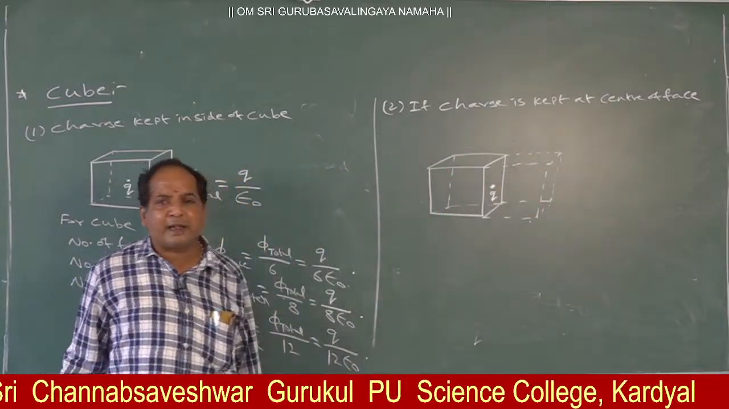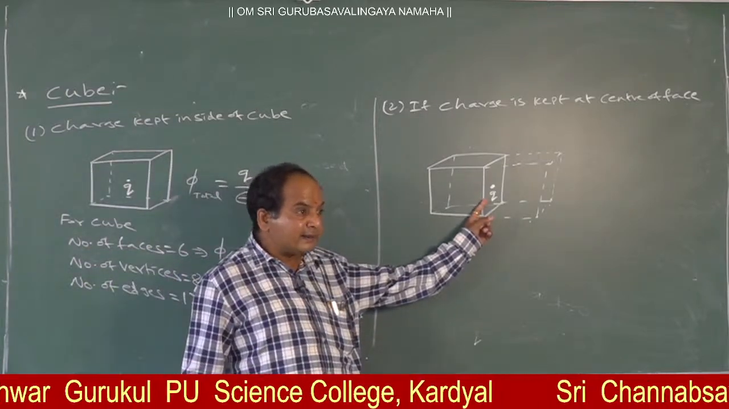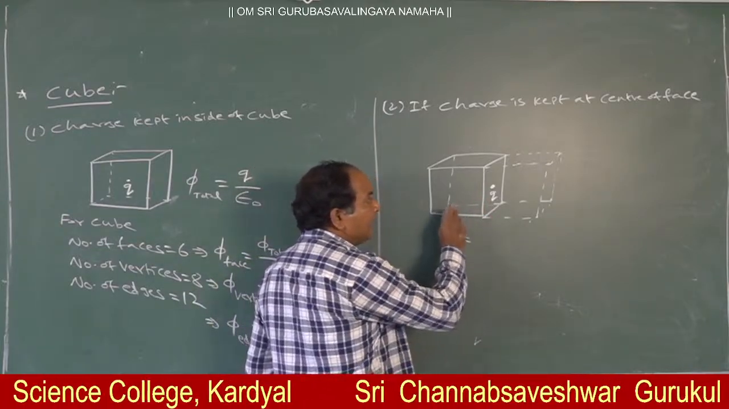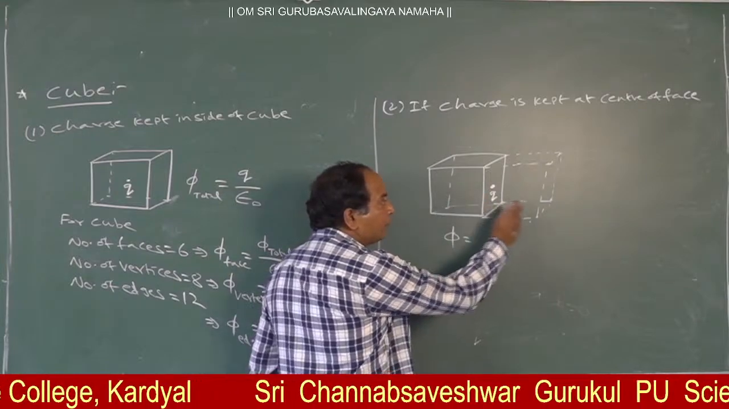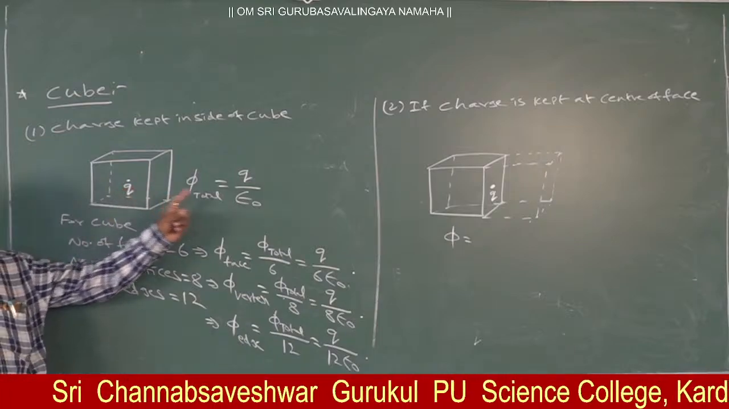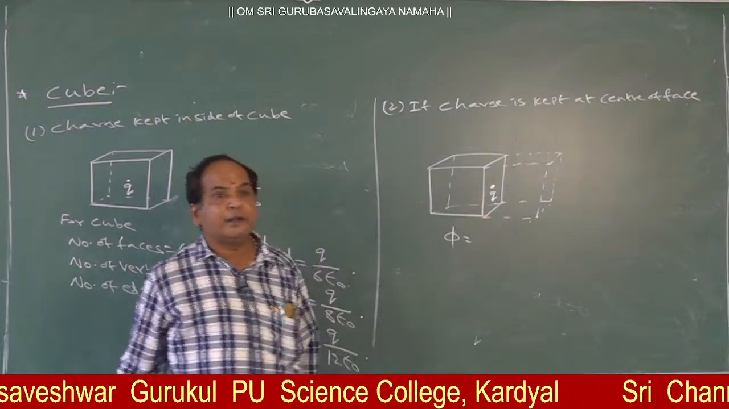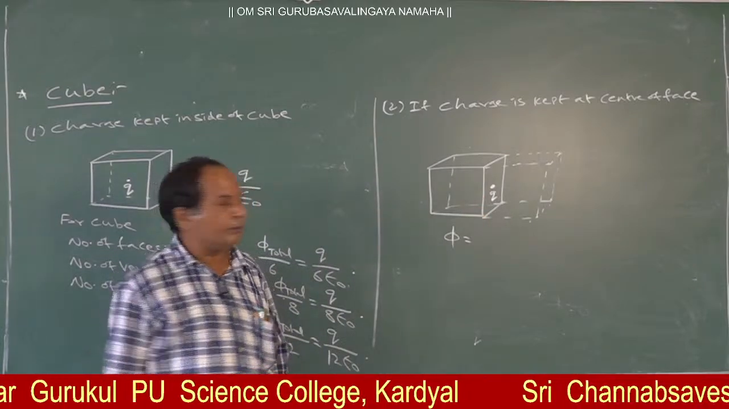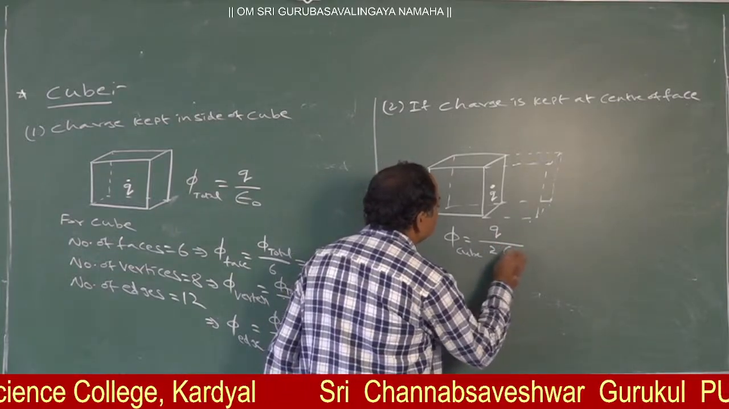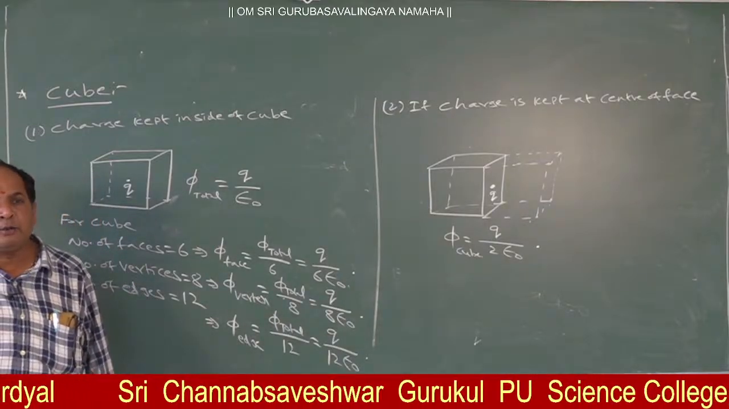Now, how many cubes are there? 2 cubes are there. Now, where is the charge? At the center. That's why now the flux is written like this. This charge comes to the middle. Actually, if the charge is at the center of one cube, the flux is Q by epsilon naught. This total flux is shared by how many cubes? 2 cubes. So now phi cube is equal to Q by 2 epsilon naught.